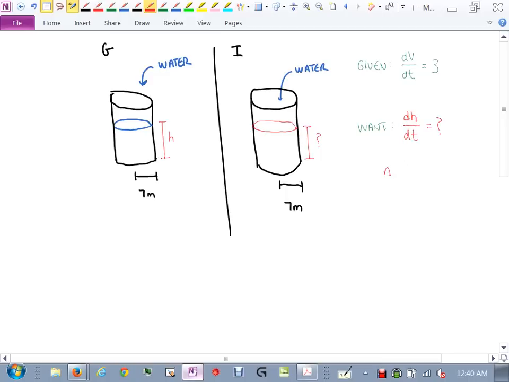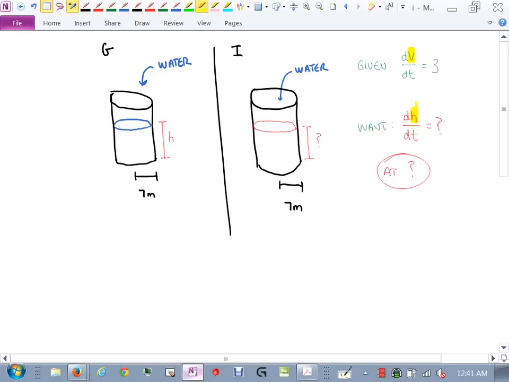And at what point in time or when do I want it? I don't even know. Well, does it even matter? Let's see. Do I need this at all? Let's just try and make a connection between the volume and the height.